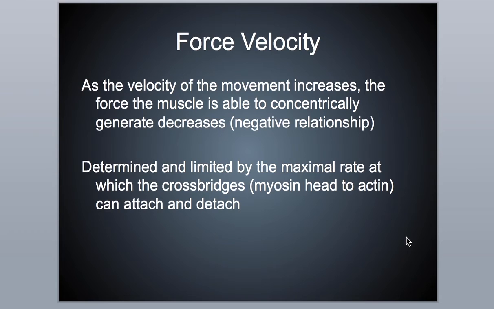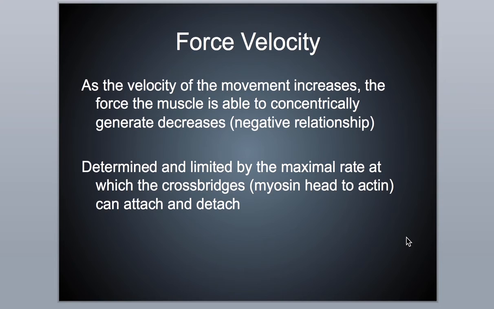So as the velocity of the movement increases, the force of the muscle to contract in a concentric motion decreases. If you look at a bicep curl, this is going to be going up, shortening the bicep. So it's determined and limited by the maximal rate of the myosin and actin that's able to attach and detach to each other.